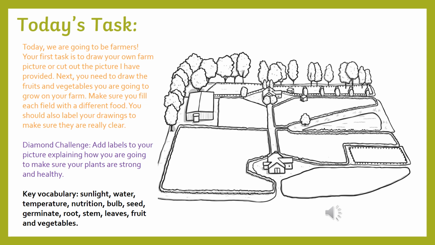The Diamond Challenge is to add labels to your picture explaining how you are going to make sure your plants are strong and healthy. Think about the key needs of plants that we have learned about throughout this topic. Here is some key scientific vocabulary that you should try to include in your labels. Here we go. Sunlight, water, temperature, nutrition, bulb, seed, germinate, root, stem, leaves, fruit and vegetables.